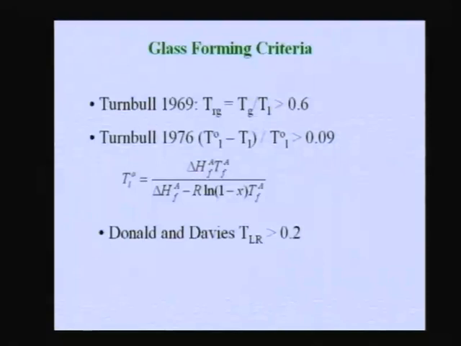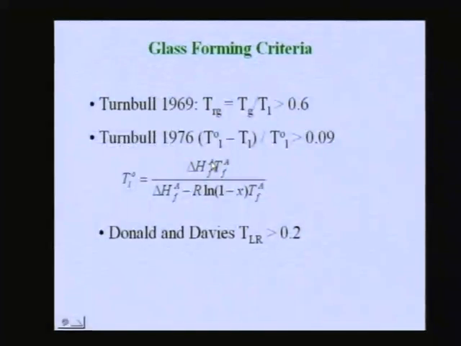And the other criterion which Turnbull in 1976 postulated is what is called the T0L minus TL criterion, where T0 is given by this expression, where delta HF is the what? Delta HF is the enthalpy of fusion or latent heat of fusion for A, the solvent atom. Here we are talking with respect to a solvent atom A. If A is the solvent atom and B is the solute atom, we take the delta HF of A and the melting point of A, divide it by delta HF minus R, which is the gas constant, multiplied by ln(1 minus x), where x is the solute concentration, xB, into Tf. So 1 minus x is nothing but xA.